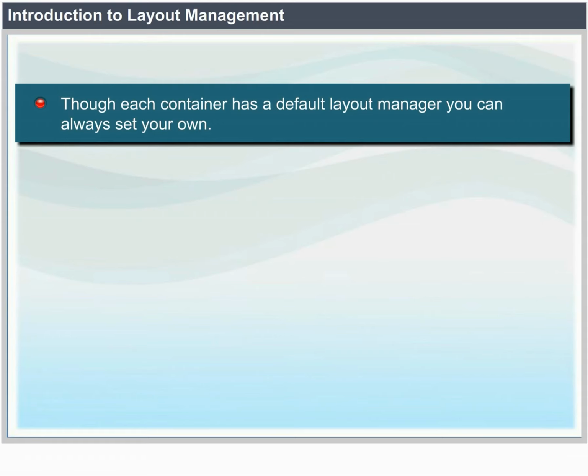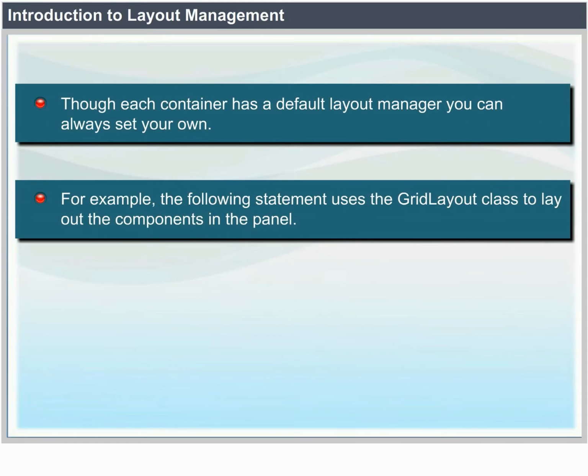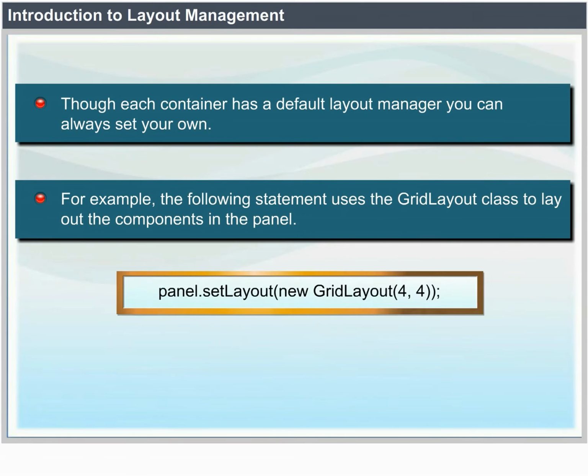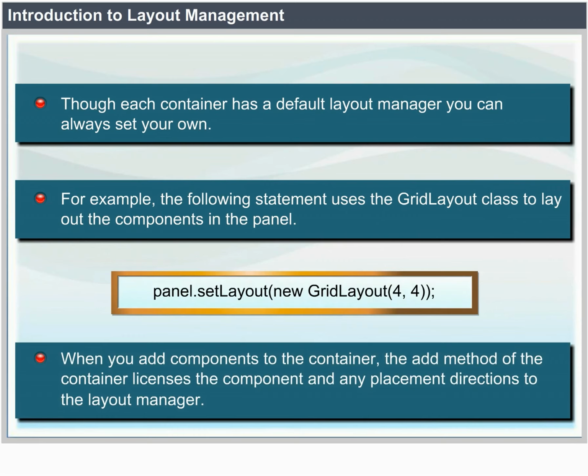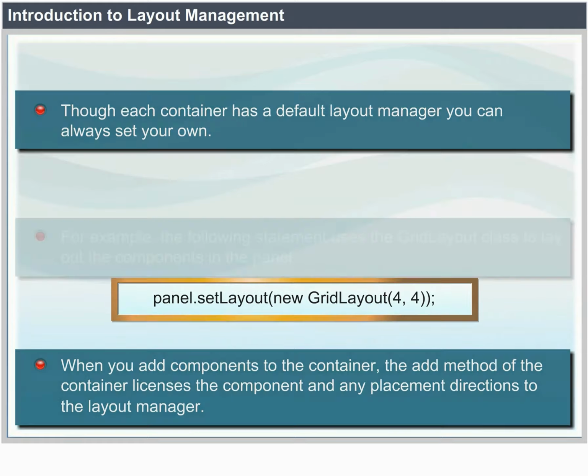Though each container has a default layout manager, you can always set your own. For example, the following statement uses the GridLayout class to lay out the components in the panel: panel.setLayout(new GridLayout(4, 4)). When you add components to the container, the add method of the container passes the component and any placement directions to the layout manager.